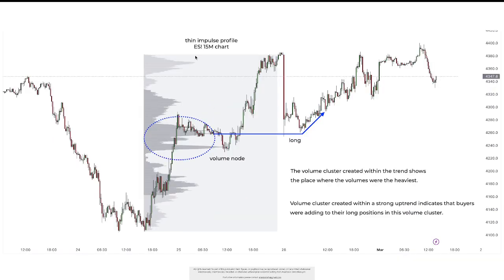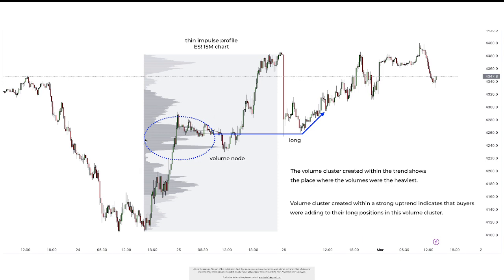And thin volume profile, again, is when all the extremes are more or less the same size and the volume was equally distributed throughout the whole volume profile. What we see here is that the volume cluster created within the trend shows where the volumes were the heaviest, okay?